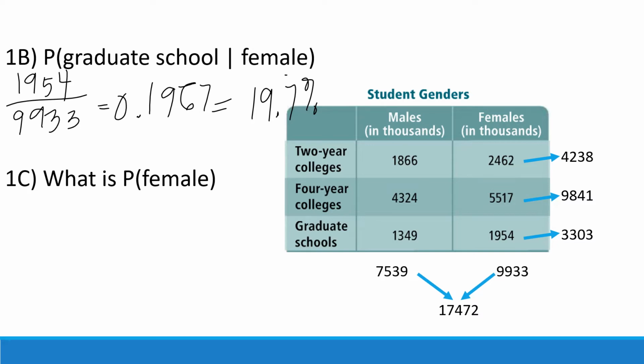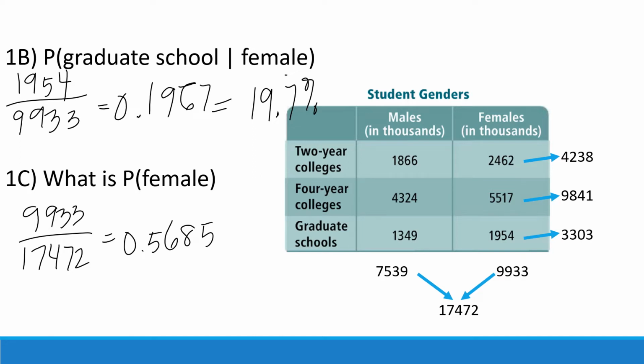Okay, then what is the probability that the student is just female? Out of all of the students, how many of them are females? So we're going to have 9,933 out of 17,472, which would be 0.5685, which is approximately 56.9% of students are females. Girl power.